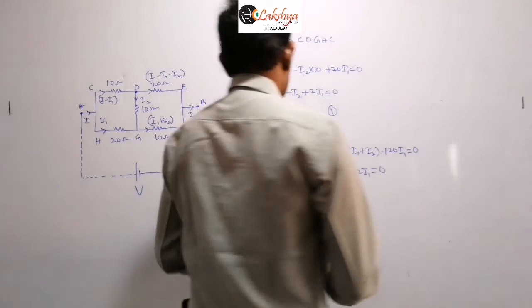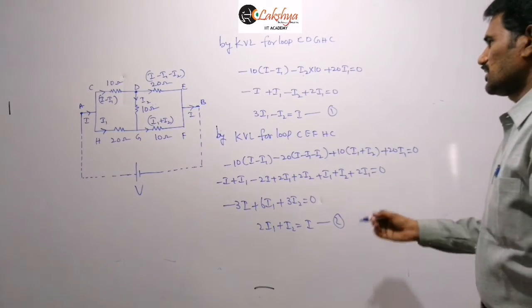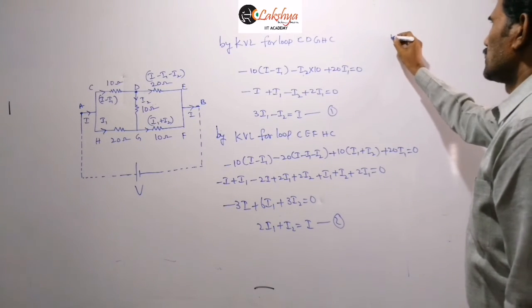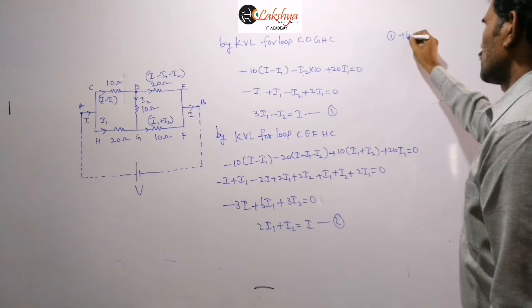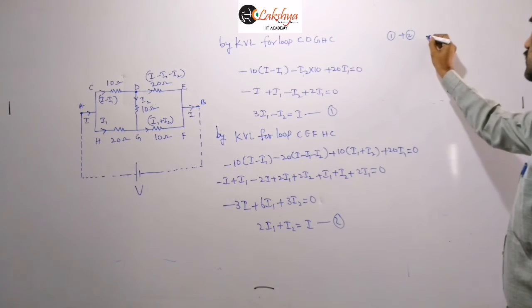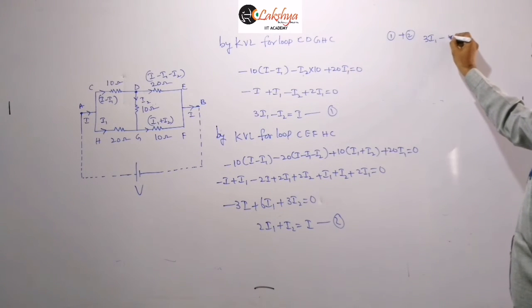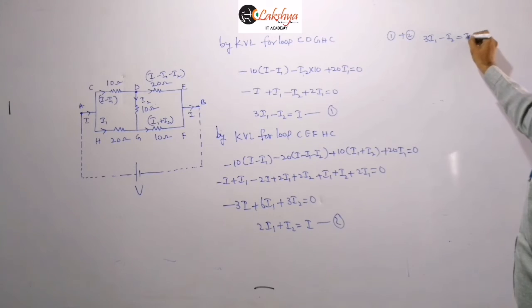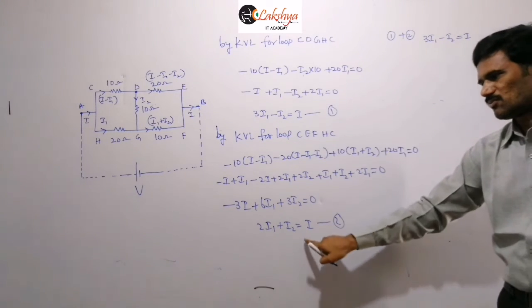Now let us solve the equations 1 and 2. Then you may find the I1 and I2 values here. This is equation 1 plus equation 2 I am writing here. So that is 3I1 minus I2 is equal to I. This is equation 1, and equation 2 is this one.